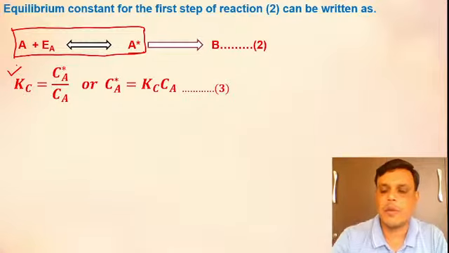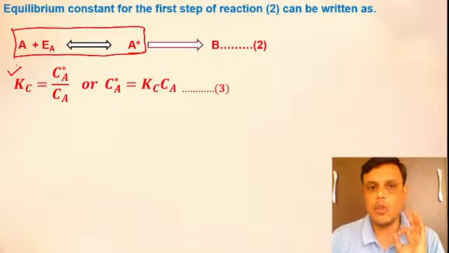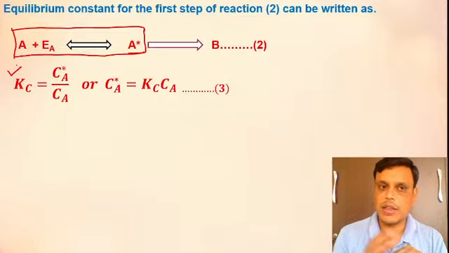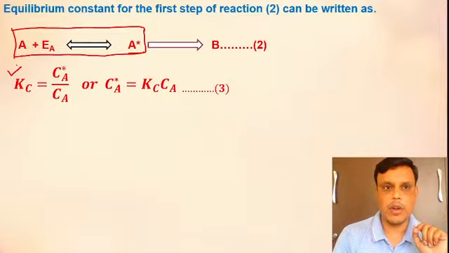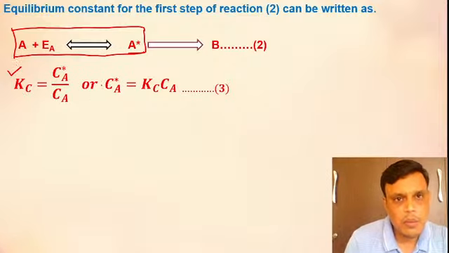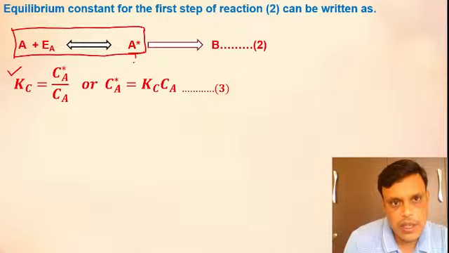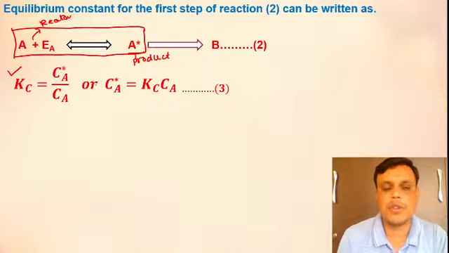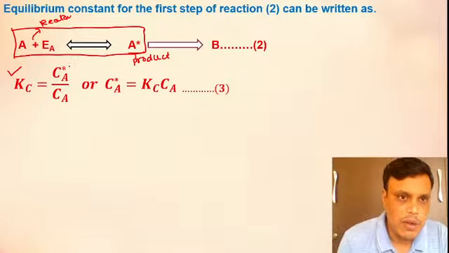And what is the definition of equilibrium constant? It is the ratio of the product of concentration of products to the product of concentration of the reactants. Here in this case the product is A star, and A is the reactant. So it is the concentration of A star divided by the concentration of A.